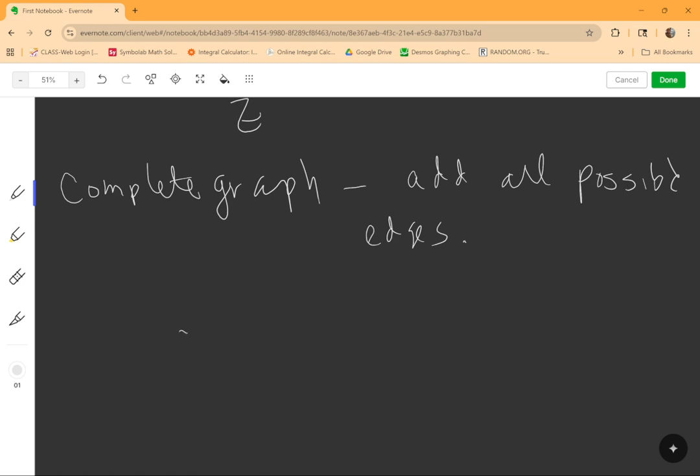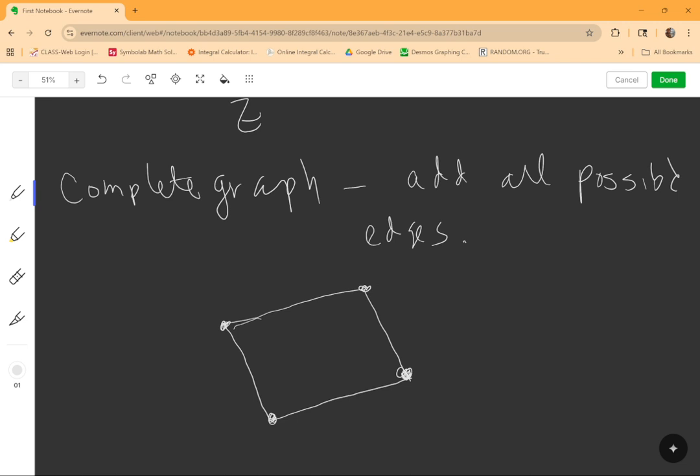So what I mean by that is, for example, here, let's say I had a graph with 4 vertices. All right. So if I have a graph here with 4 vertices, now I can think of this. This would be an example of a graph with 4 vertices. Right, but this is not all the possible edges that can happen here.